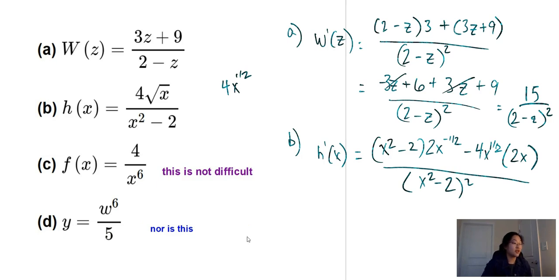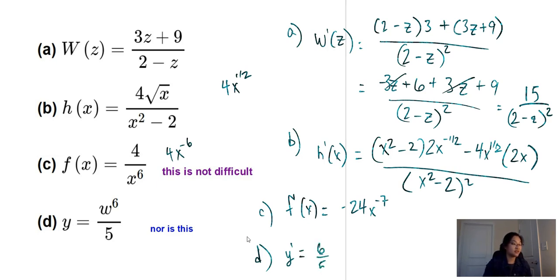Okay, so f prime of x for C. That's not too bad because that's 4 times x to the negative 6, so that's just negative 24, the power rule, times x to the negative 7. And D, well, that's not even a ton of effort. It's just 6/5 w to the 5th, and that's it.